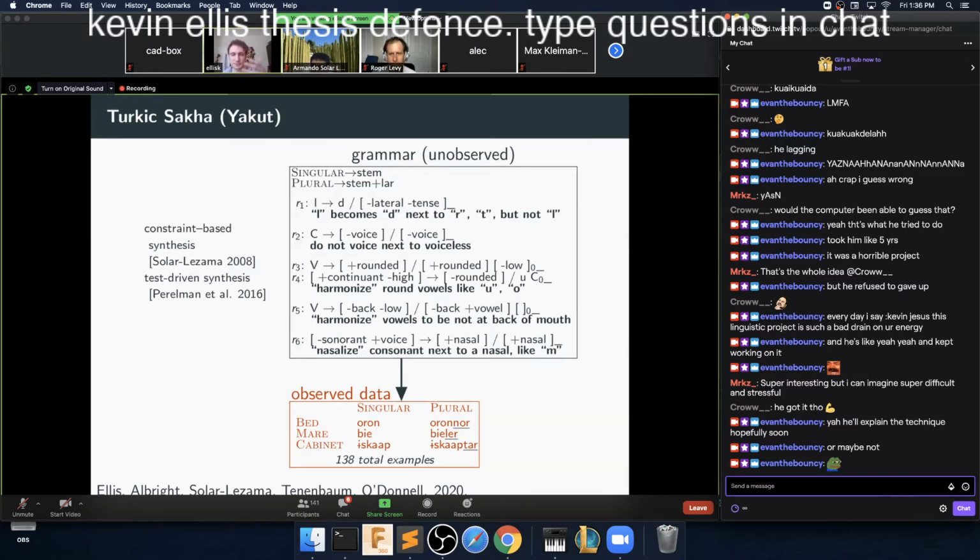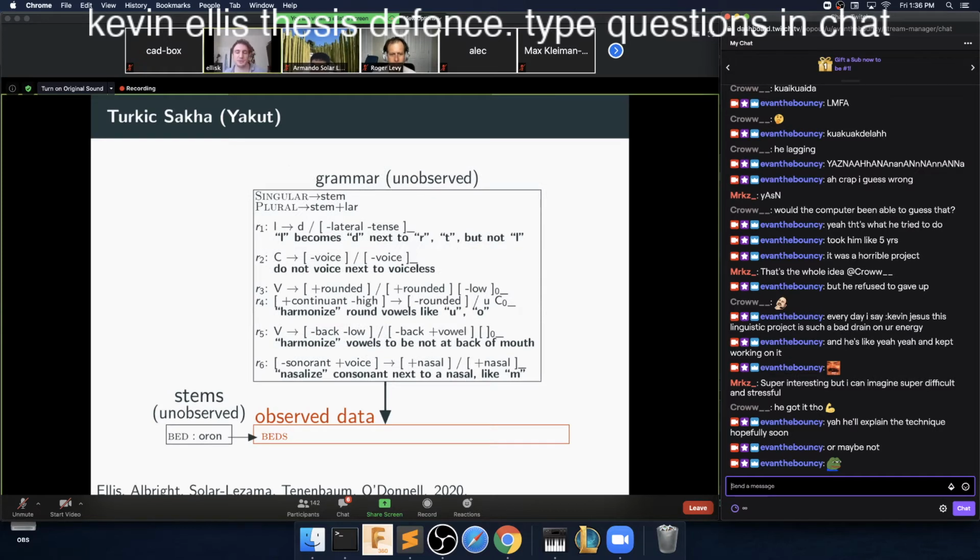So just to animate how this works, it also infers that there's some stems for each of these. And if it wants to explain the pronunciation of some word, like the word for beds, it takes the stem for bed, which is oron, concatenates it with the plural suffix, which is lar, to get oronlar. And then each of these rules is like a function which transforms that sequence and produces another sequence of sounds. So this was rule 1 operating, and then rule 2 didn't apply, and then rule 3 operates, and eventually you get this final pronunciation, which looks very different from its underlying or original form. So the stuff in orange is what the system sees, and then the black stuff in the middle is like an execution trace or a derivation that it's using to explain the data.